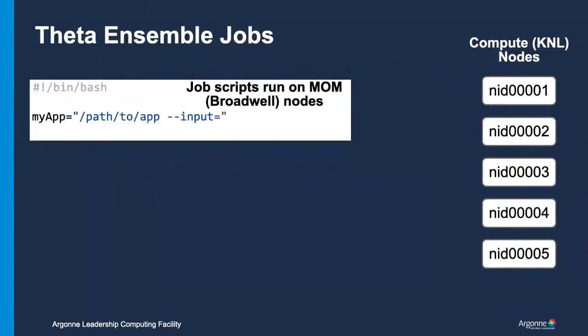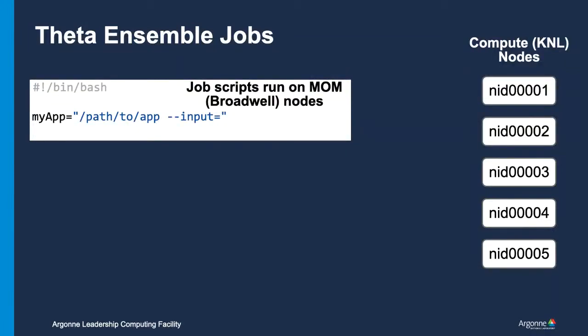First, I'm going to review the standard way of achieving higher throughput on our systems, which is simply by launching multiple applications in a single shell script submitted to Cobalt. So in this example, we have a small allocation of 5 Theta compute nodes shown on the right-hand side. And suppose that we want to run several instances of an application shown here in this variable, myApp.